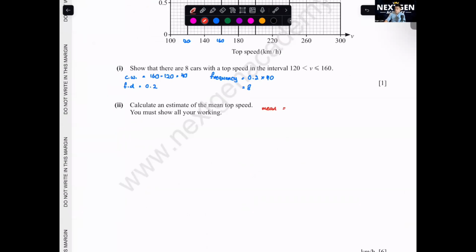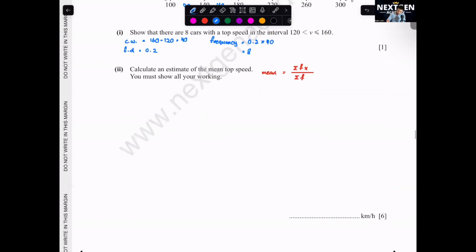Mean equals the sum of fx over the sum of f. You have to memorize this. Sum of fx means your frequency multiplied by the midpoint, over your sum of f, which is your total, which they already give you in the question, 160 cars. So this is what I'll do: draw a table, so it is easy for you to calculate.